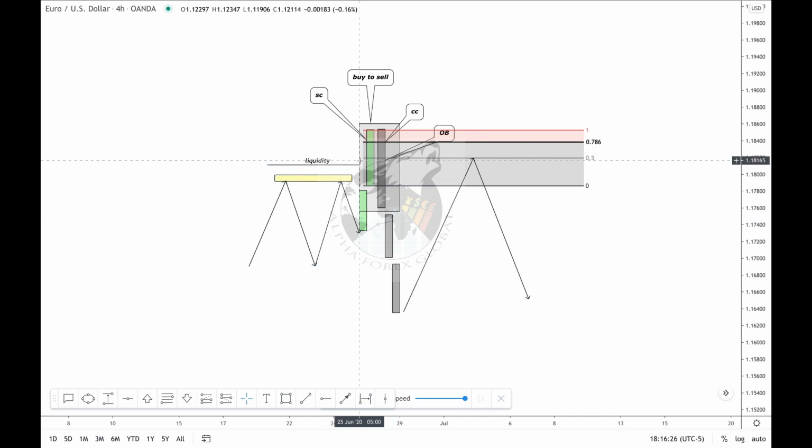Now order blocks and inefficiency are just for entries, right? You still have to correlate them with market structure. Market structure is key. So you want to look for these in continuation of trends, whether it be an uptrend or a downtrend. You don't just look for these in the market and take entries like that. Yes, you can get a mitigation, but will the market move in that direction for a long time? You have to look at trend also. You can't just use these to trade the market on a day-to-day basis. You have to relate it with structure, right?